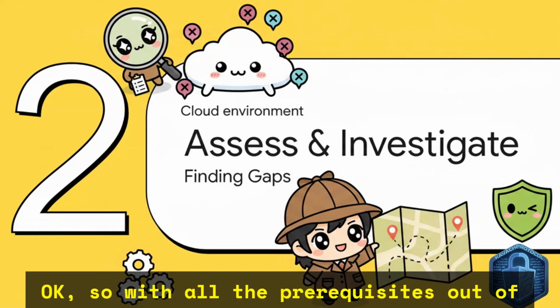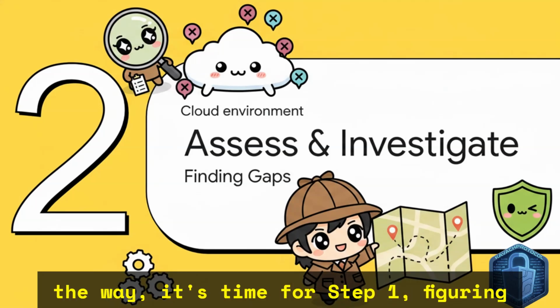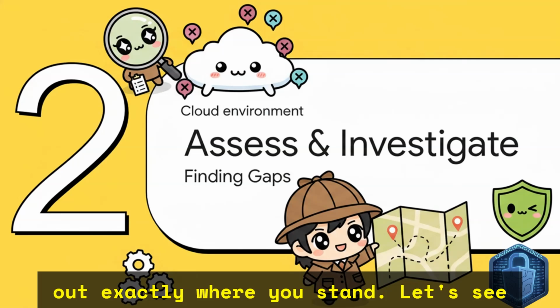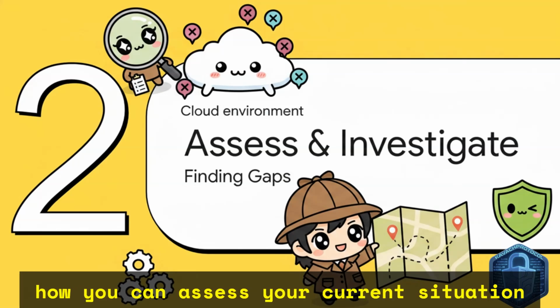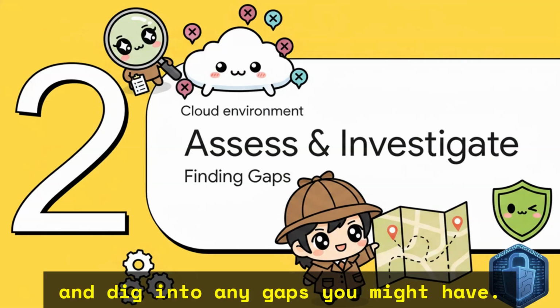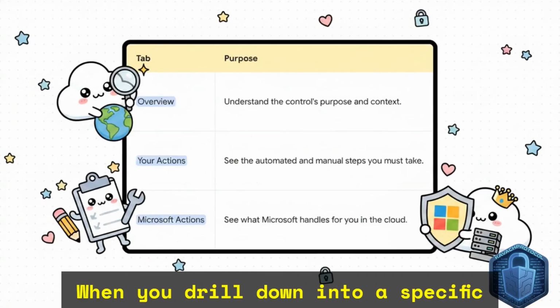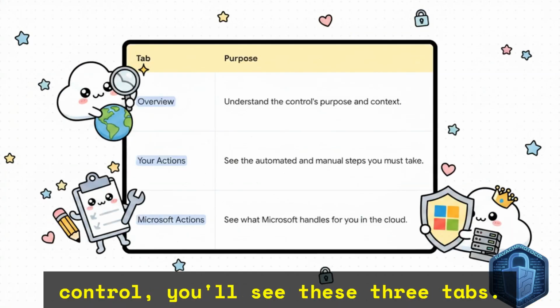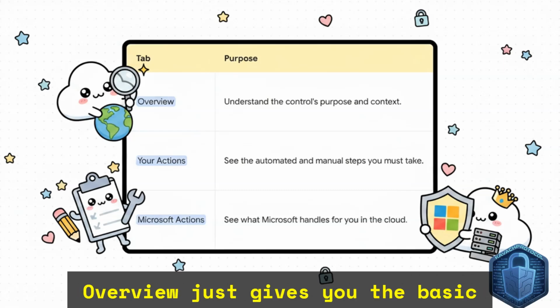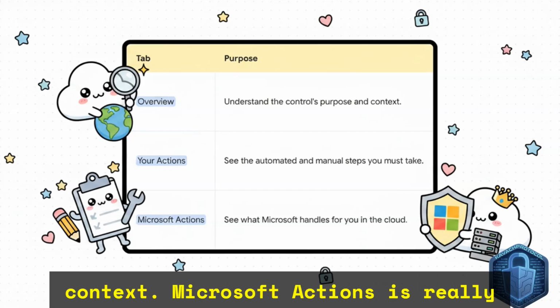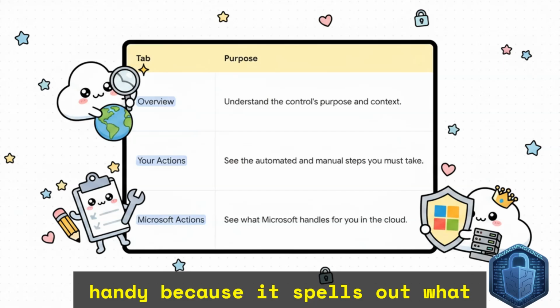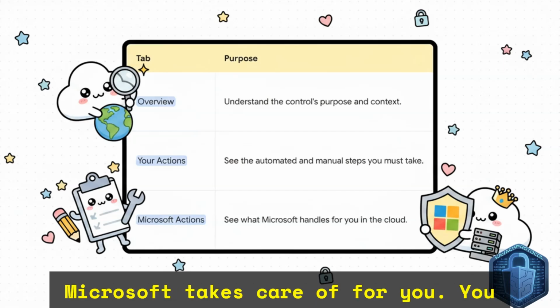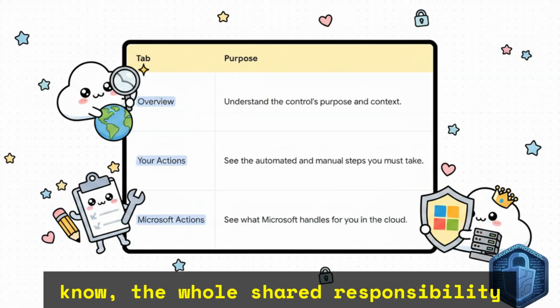Okay, so with all the prerequisites out of the way, it's time for step 1, figuring out exactly where you stand. Let's see how you can assess your current situation and dig into any gaps you might have. When you drill down into a specific control, you'll see these 3 tabs. Overview just gives you the basic context. Microsoft Actions is really handy because it spells out what Microsoft takes care of for you. You know, the whole shared responsibility model.